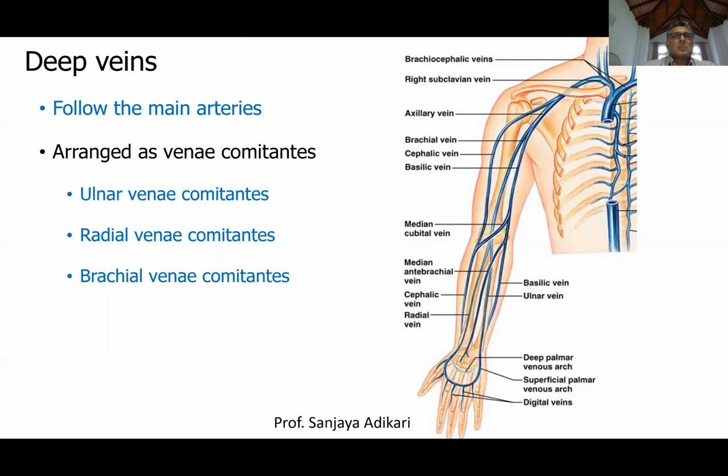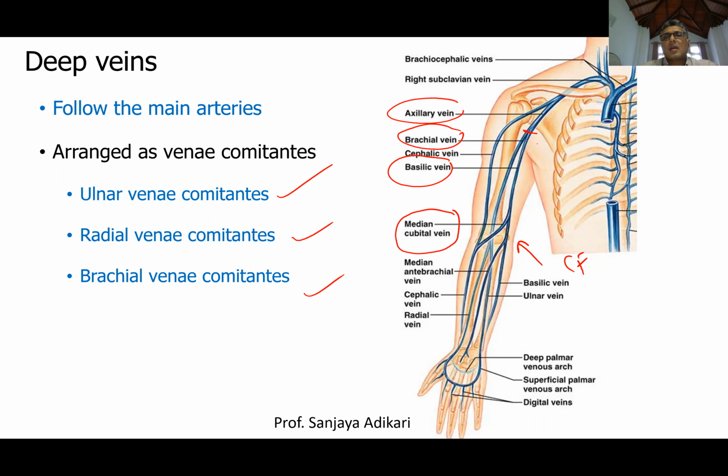Then you have this median cubital vein, which is a clinically important vein connecting the cephalic and the basilic veins in front of the cubital fossa here. And the deep veins are arranged as vena comitantes of arteries. So you have ulnar vena comitantes, radial vena comitantes, and brachial vena comitantes. So here you can see the basilic vein entering the brachial vena comitantes and forming the axillary vein here.